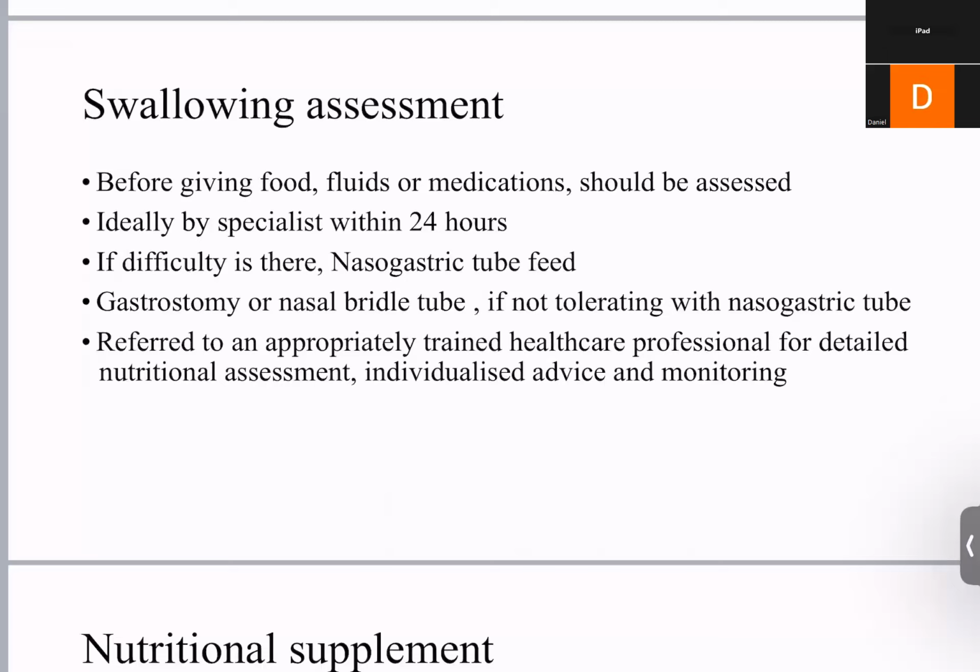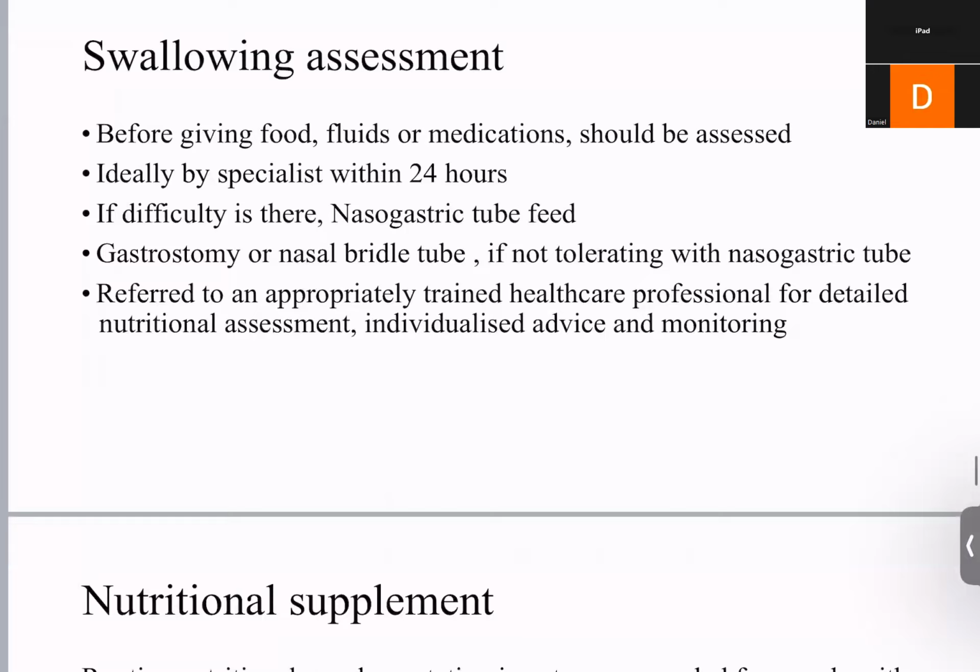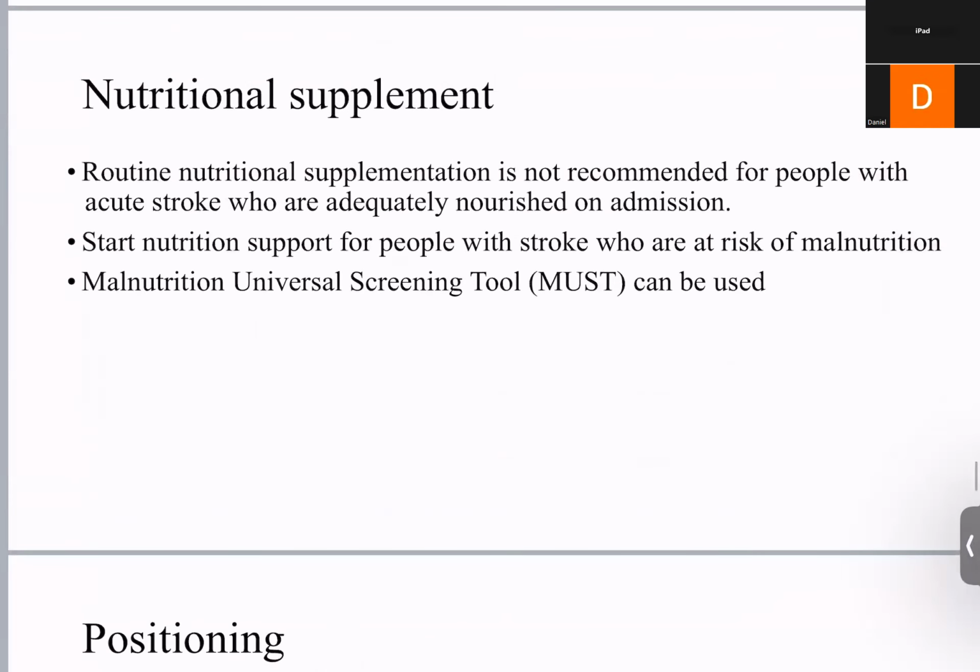For detailed nutritional assessment, the patient should be referred for an individual plan. Again, nutrition. Routine nutrition supplementation is not recommended for people with acute stroke who are already adequately nourished. And for people with acute stroke who are at risk of malnutrition, nutrition support should be started. There are several screening tools, one of which is the MUST tool, that is Malnutrition Universal Screening Tool.